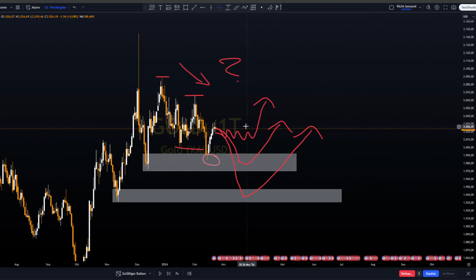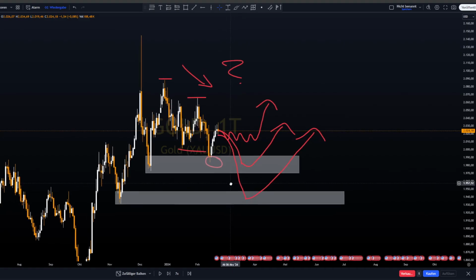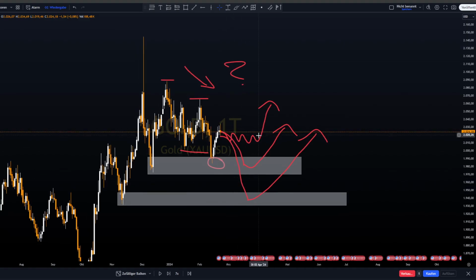Now you could say, hey, but when you expect a drop until here, you could just take a short. That's right. But these are just the options. Now you need to look at the price action, how it's moving in the next few candles, and then you can interpret the next step.